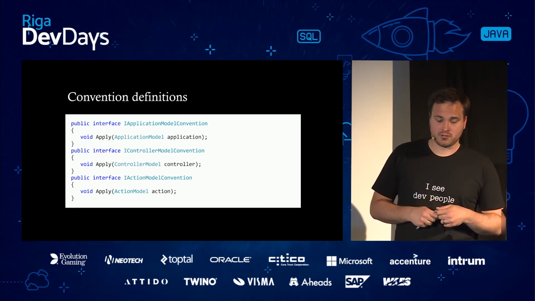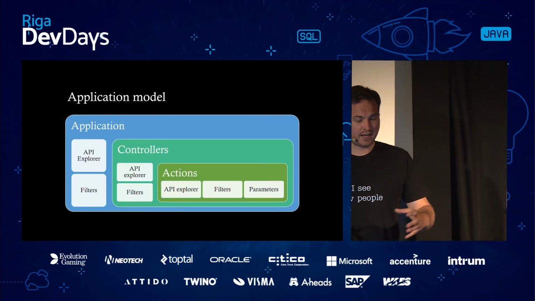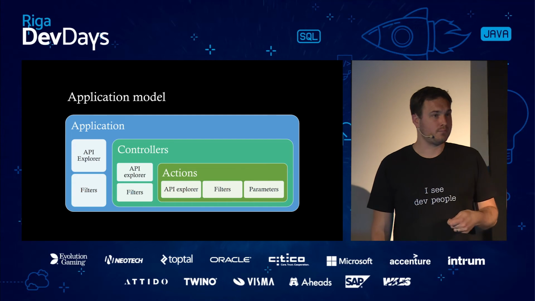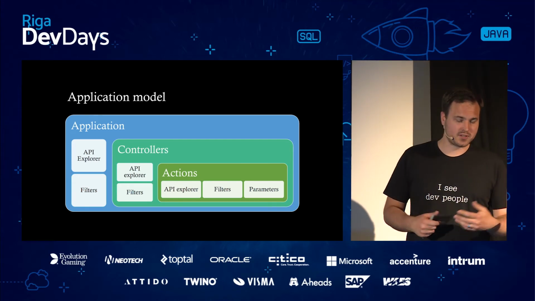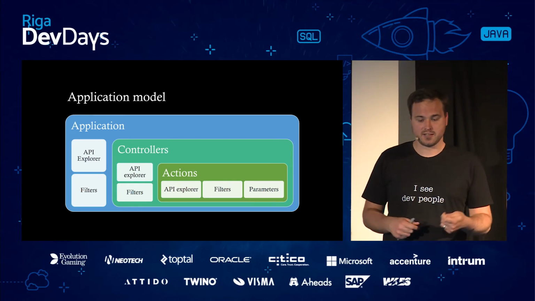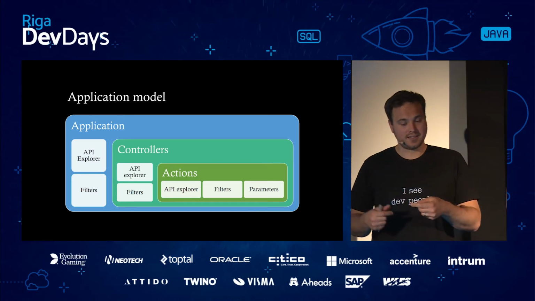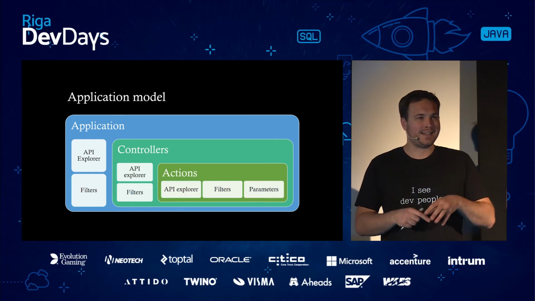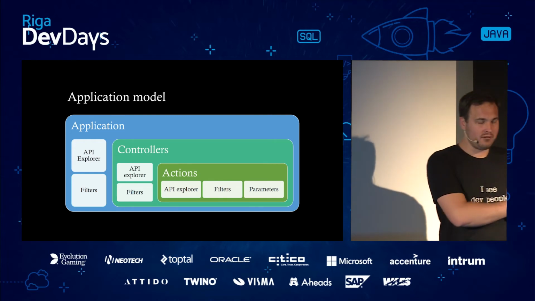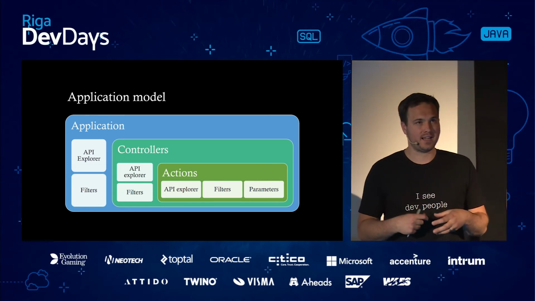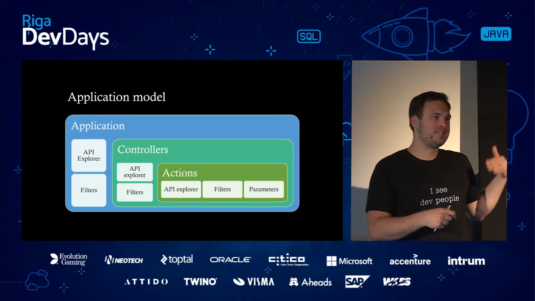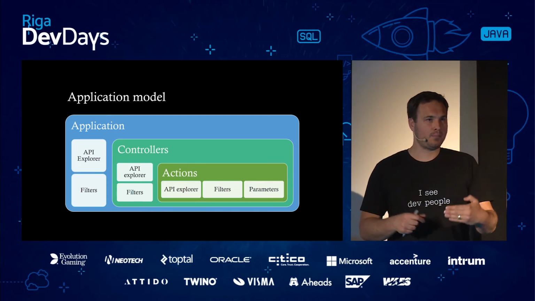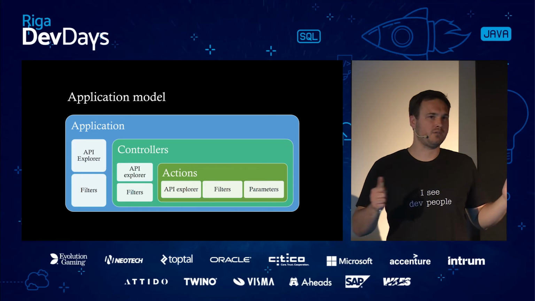This is basically how it looks from a bird's eye view. You have your application model, and it contains an API Explorer model with filter models and controller models. Controller models also contain API explorers, filters, and actions. Actions contain API explorers, filters, and parameters, etc. I do need to point out this is an abstract model. It's not the model itself. It's an abstraction which MVC understands. Underlyingly, if you implement something else, as long as it translates into this structure, your application will work in MVC, regardless of what the convention is.